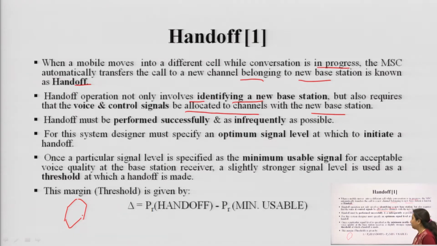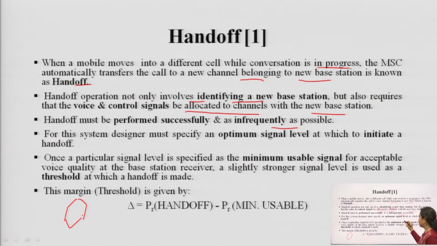Now, handoff must be performed successfully and as infrequently as possible, because if you proceed for a handoff during a call, the call may be terminated. Before the handoff has been made, the strength of the signal will be reduced, so it cannot maintain the call, and that is why it is terminated. That is the main drawback of handoff. So, it is advised that when a call is going on, the person should not move from one place to another. That is the basic requirement to maintain the call.